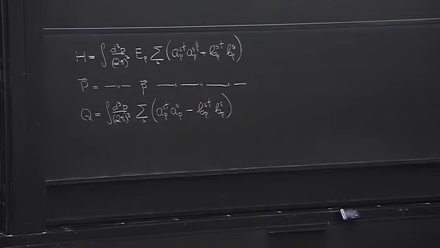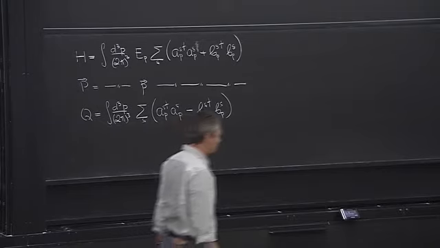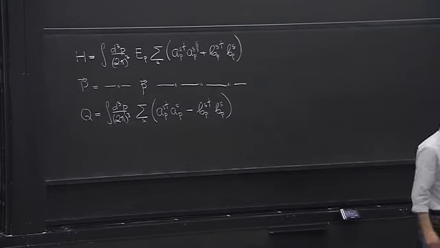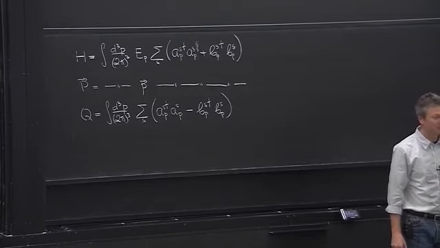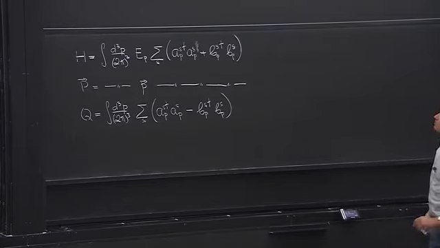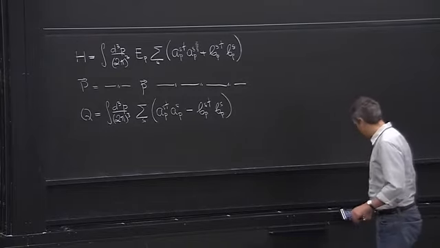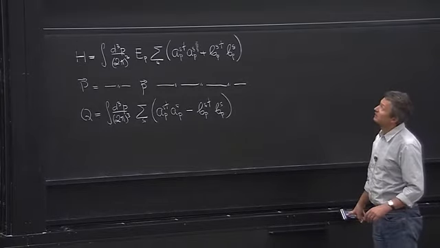Yes? To be clear, A dagger and B dagger are still creation operators, right? Yes. And should there be a delta RS in the anti-commutator expressions? Yes. Thank you for reminding me of that.